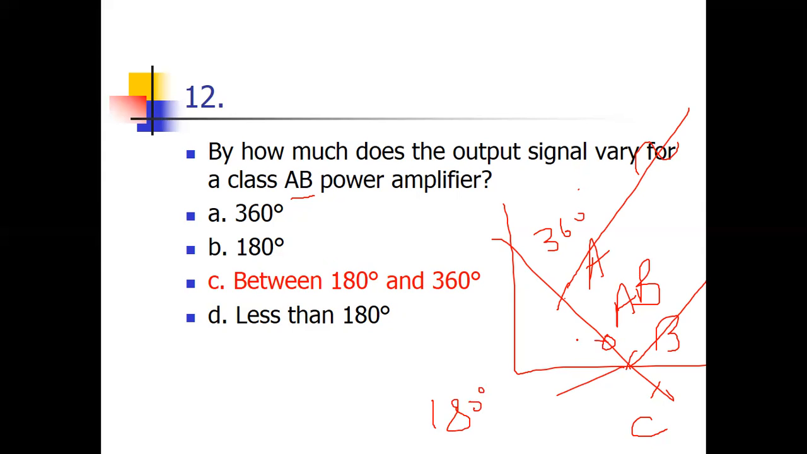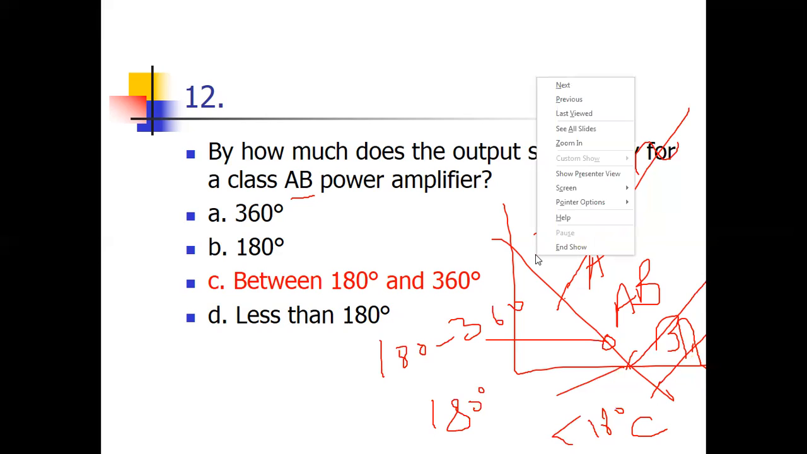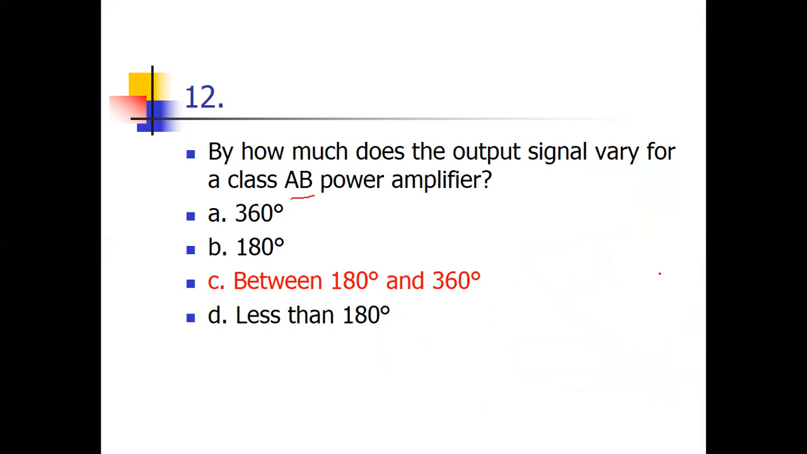For this one, it is more than 180 but less than 360 degrees, that is 180 to 360 degrees. And for class C, it is very small. It will draw only some portion, and only some portion will be part of the load line. It is less than 180 degrees. Now I'll tell you about class AB only. Since the question is about class AB, I have explained that this is the position of A, this is the position of B, so AB is the position in the middle.